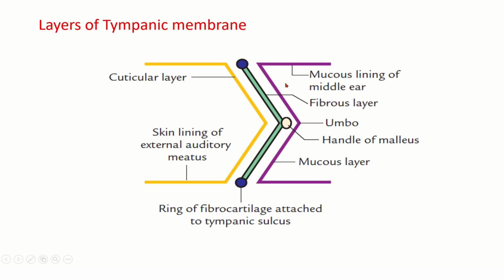This is the continuation of the mucous lining of the middle ear as the mucous layer of the tympanic membrane. Here you can see the skin of the external acoustic meatus continuing as the cuticular layer of the tympanic membrane, and here the fibrocartilaginous part of the tympanic membrane. This is the fibrous layer. You can see the fibrocartilaginous rim attached to the tympanic sulcus. So there are three layers of the tympanic membrane: the outer cuticular layer, the middle or intermediate fibrous layer, and the inner mucous layer. Between the mucous layer and the fibrous layer lie the handle of the malleus and the chorda tympani nerve.